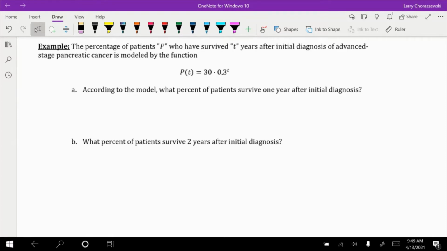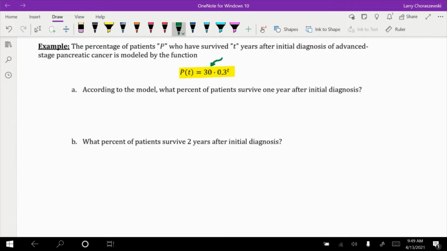But I'm going to have you give this a shot. It says here the percentage of patients P who survived 2 years after initial diagnosis of advanced stage pancreatic cancer is modeled by the following function. Capital P of t equals 30 times 0.3^t.